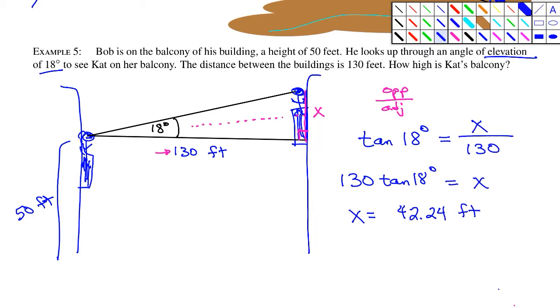Now what that represents is just the additional height from Bob's balcony looking up to Kat's balcony. And so to find her actual height, actually how high is her balcony, we need to go back and add Bob's balcony height, which was 50 feet, and we get 92.24 feet.